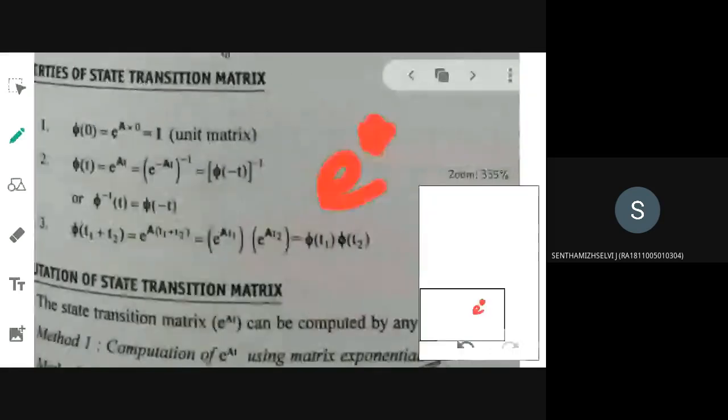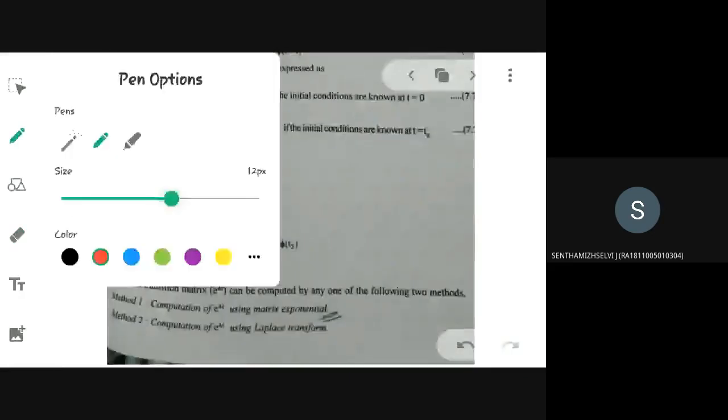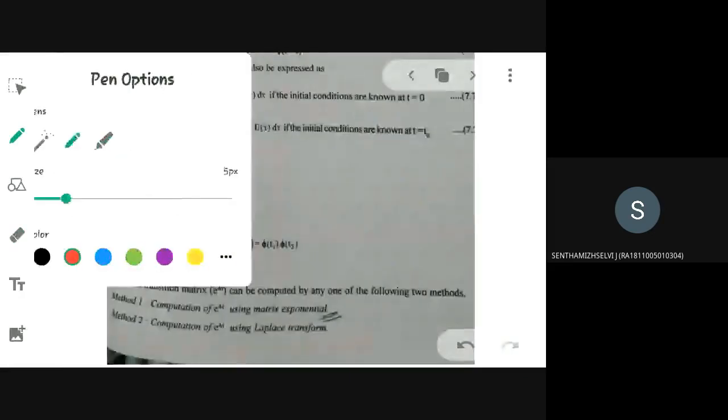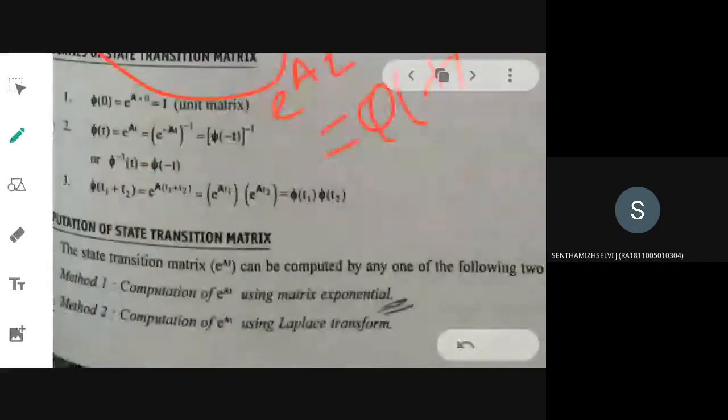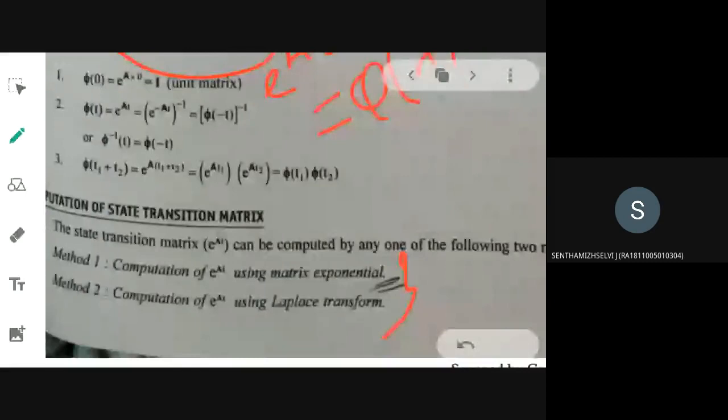Now I will be discussing two methods with the help of which you will be able to obtain the state transition matrix. As I have already told you, e power At is your state transition matrix, otherwise represented by phi of t. How to compute it is the question. There are two methods actually: either by using the matrix exponential method or using the Laplace transform.